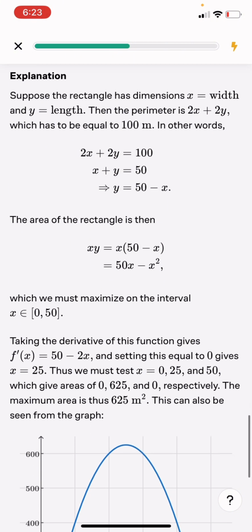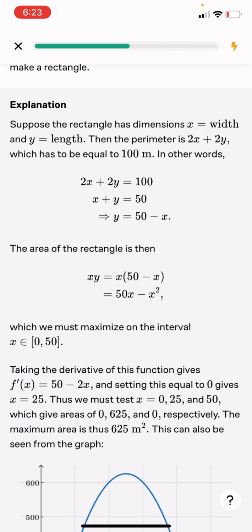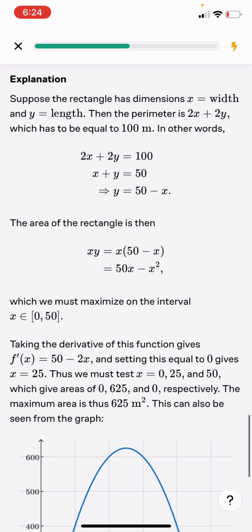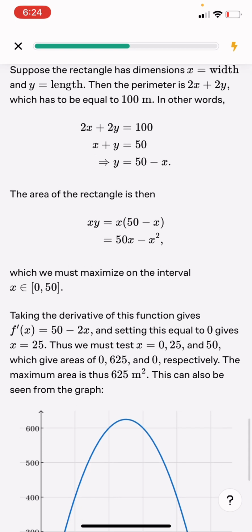Suppose the rectangle has dimensions x equals width and y equals length. Then the perimeter is 2x plus 2y, which has to equal 100. In other words, solving, we get y equals 50 minus x. The area of the rectangle is then xy equals x times (50 minus x), which equals 50x minus x to the second power, which we must maximize on the interval 0 to 50.